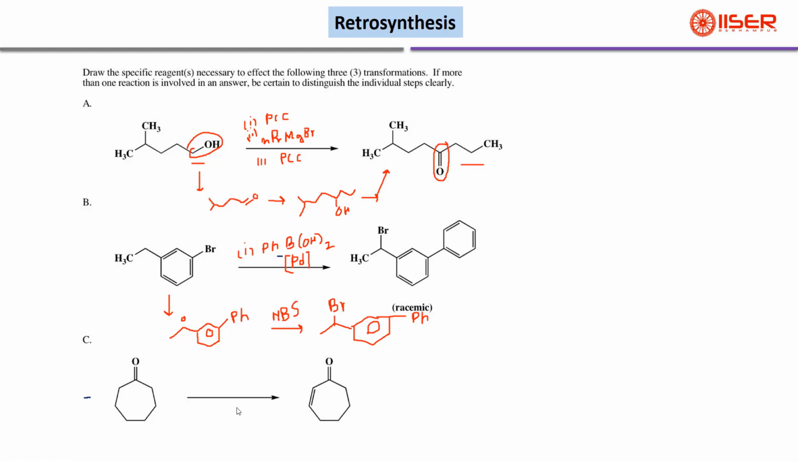It's just simple. This is the type of question we have already solved. Whenever there is an alpha-beta unsaturated double bond formation from a ketone, always go through a selenium oxide mechanism, where you add base and phenyl selenium Br. Then at the alpha position selenium will be incorporated.